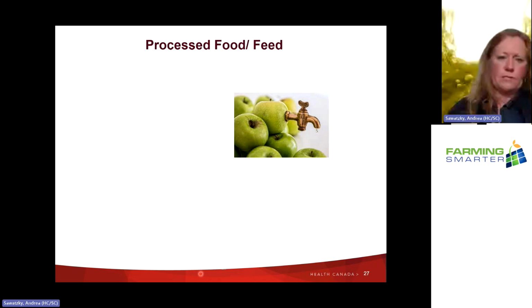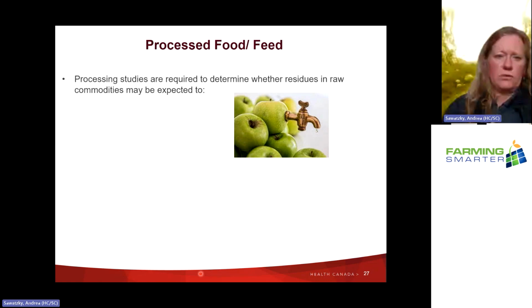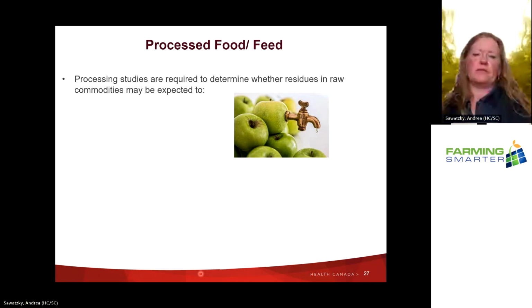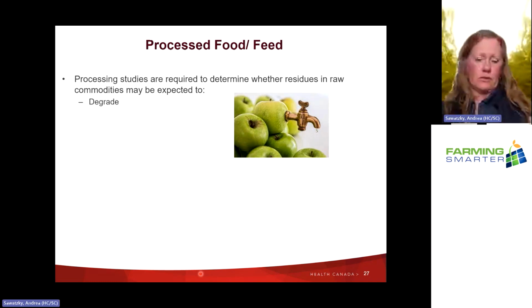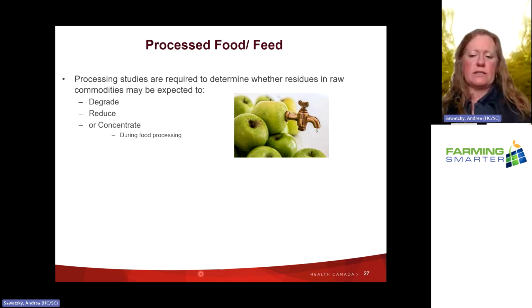Now we talk about processed food and feed. This is where you're no longer consuming the food as it was grown. The food has now been processed. Mostly an MRL applies to what we call the raw agricultural commodity. When a pesticide is sprayed on a crop, the residues on the crop will basically do one of three things. Either it will degrade, it might break down into different metabolites, it can get less, or as you're processing the food, it can concentrate.